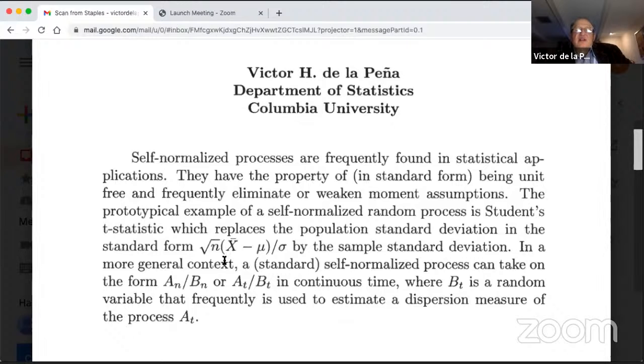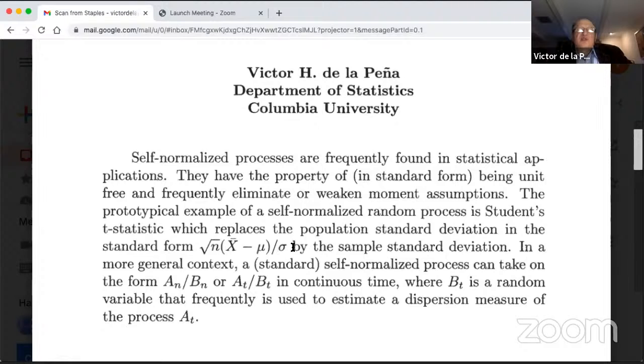So you see, this is the z statistic. If you have Xi IID variables with mean nu and variance sigma squared, this has a normal distribution. What Student did was find the distribution in the situation where you replace sigma by the sample standard deviation. I consider this as the first result on self-normalization, at least that I'm aware of.